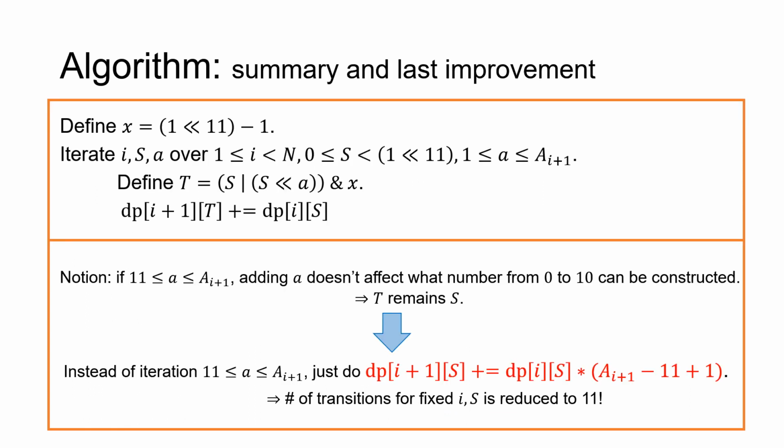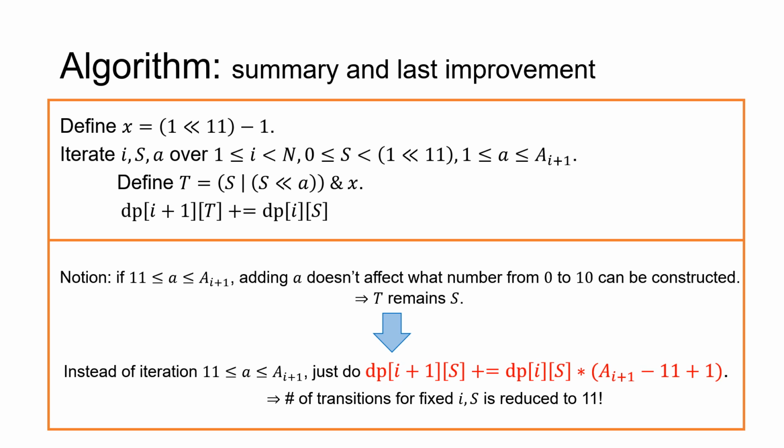Let's summarize the algorithm. We define x as follows. Then we iterate variables i, s, and a from 1 to but not including n, from 0 to but not including left shifts of 1 by 11, and from 1 to a_i plus 1 respectively. Then for each i, s, and a, define t as follows, and add dp[i][s] to dp[i+1][t].